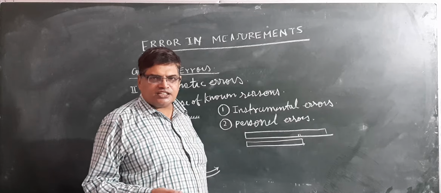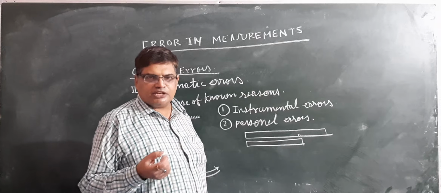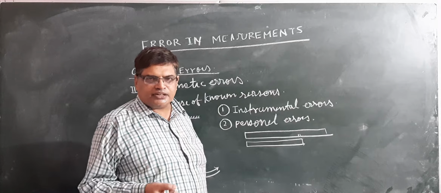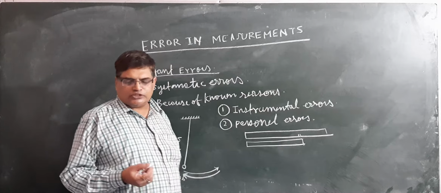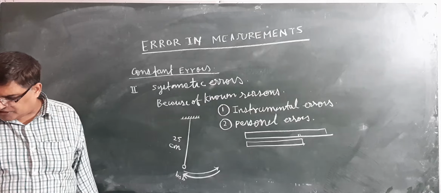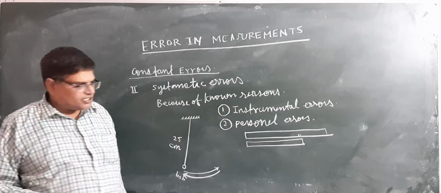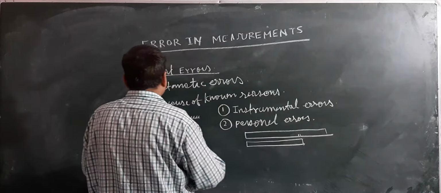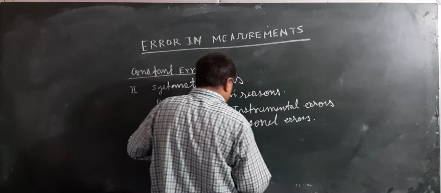Likewise, in various other instruments, because of the mistake of the experimenter, this kind of errors do occur. So this is known as personal errors. Now, apart from personal error, the third one is the errors due to external sources. Next is error due to external sources.